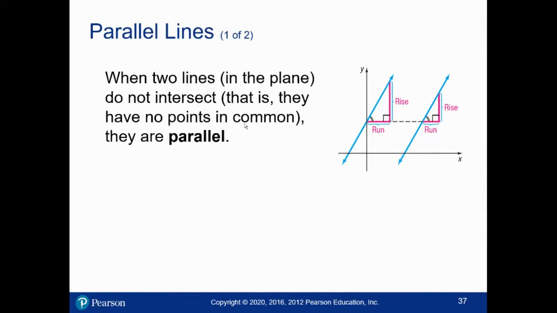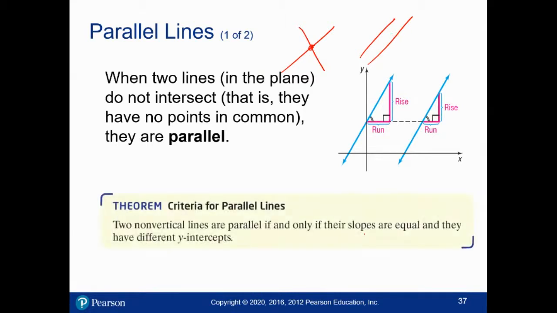What does it mean for lines to be parallel? And don't answer too fast, because some people may have said if they have the same slope. That's true, but it's not the real definition. The real definition of parallel lines is that they do not ever touch each other. They do not intersect. So this line and this line, because they intersect, are not parallel. This line and this line, because they never will intersect, are parallel.